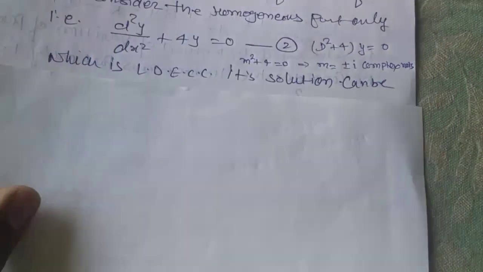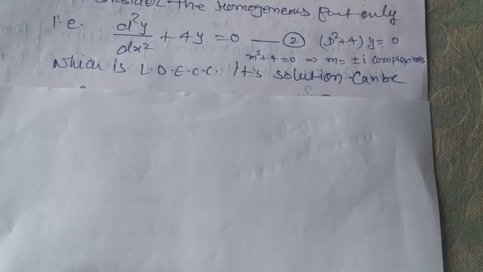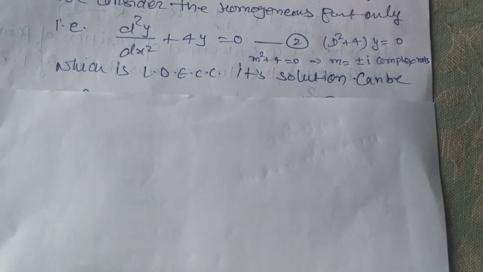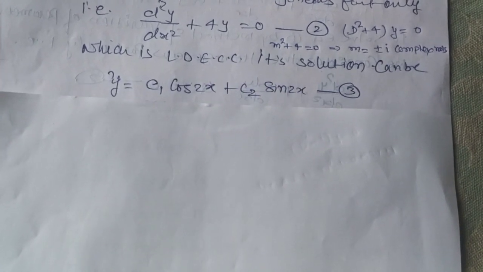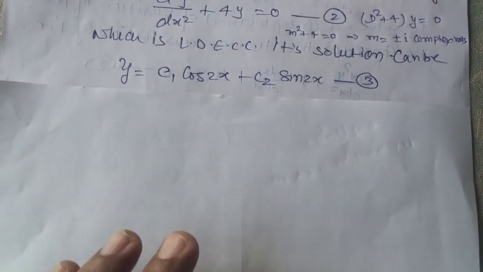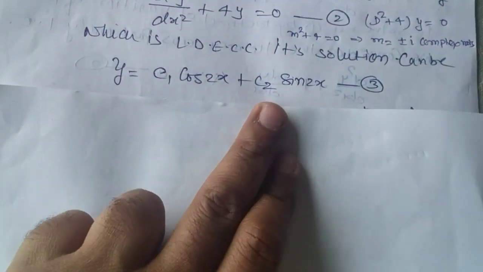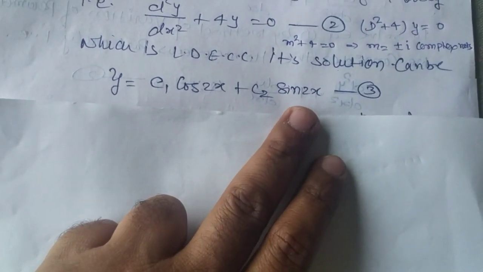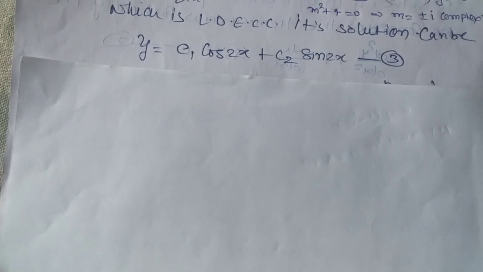Since the roots are complex, with alpha equal to 0 and beta equal to 2, the CF is e raised to alpha x, that is e raised to 0x, which is 1, times C1 cos beta x plus C2 sin beta x, where beta is 2. So the solution of the homogeneous part is y equal to C1 cos 2x plus C2 sin 2x. This is the solution of the homogeneous part.